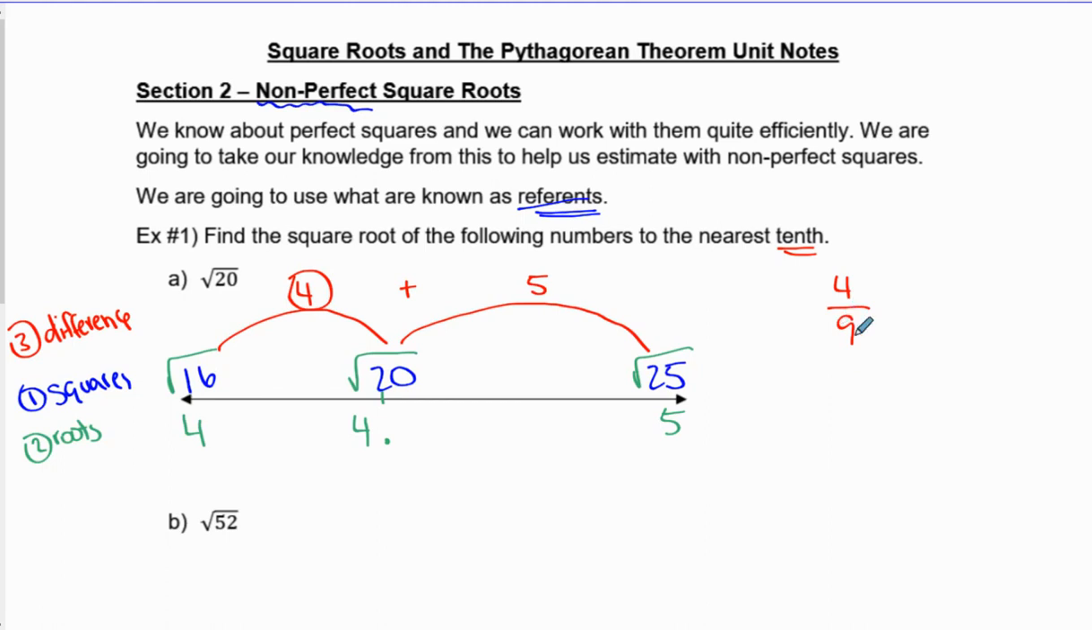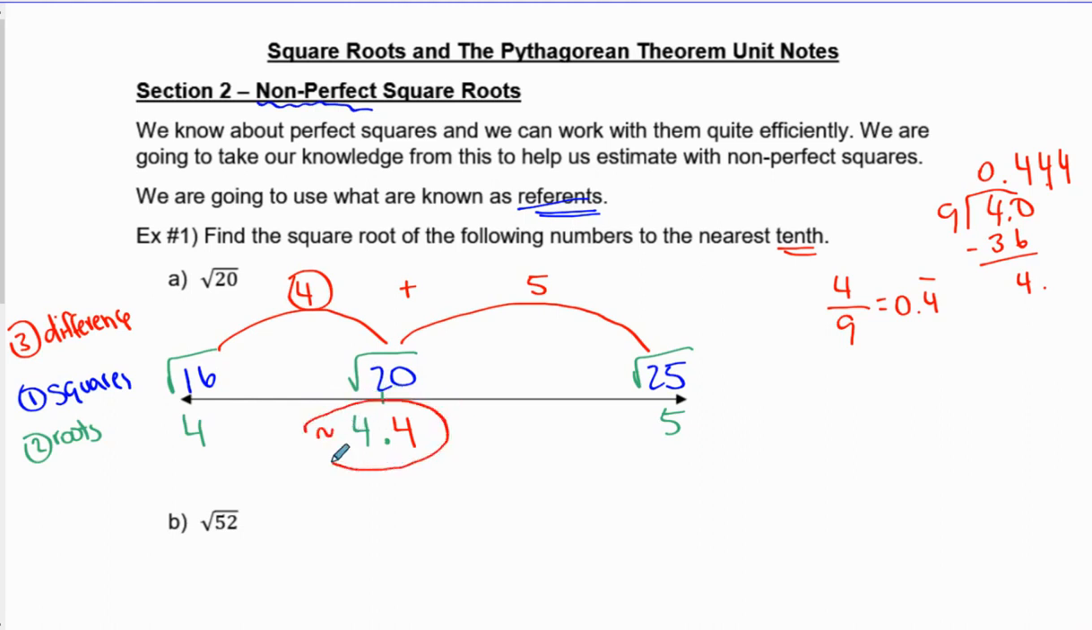So 4 divided by 9, if you were slightly unsure of that: 9 doesn't go into 4, but it does go into 40, and it'll go into 40 4 times. So I get 36, and a difference of 4, and then it's just going to be the same thing, 4, 4, 4, so 4 repeating. So 4 over 9 is 0.4 repeating, and I would get 4.4-ish if I'm rounding to the nearest tenth. So the square root of 20, what times itself gives me 20, is about 4.4.